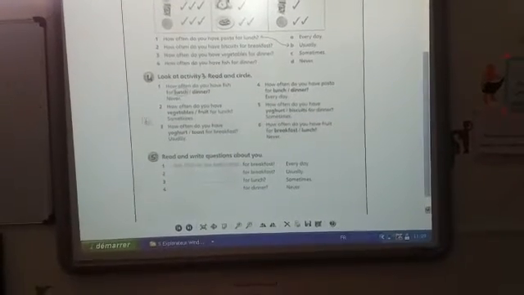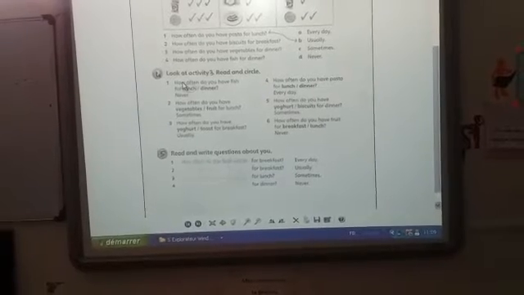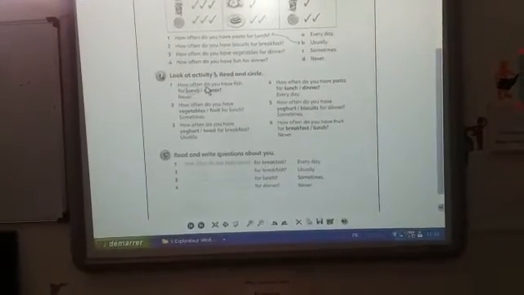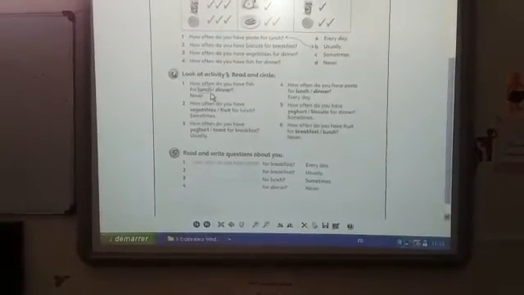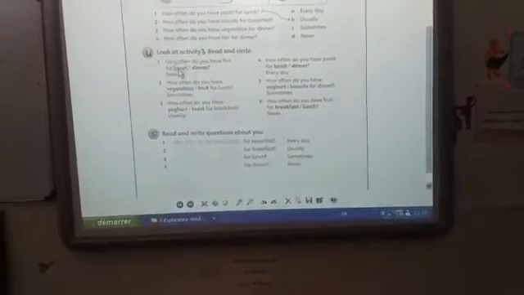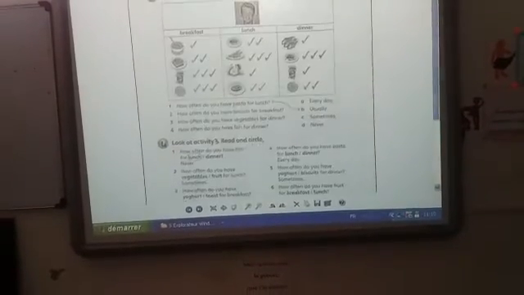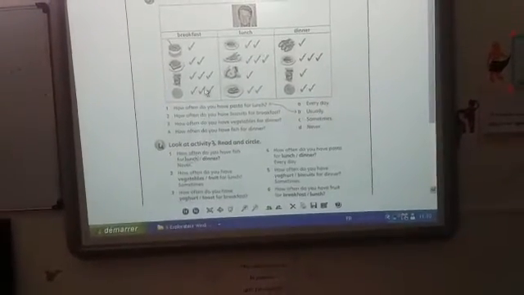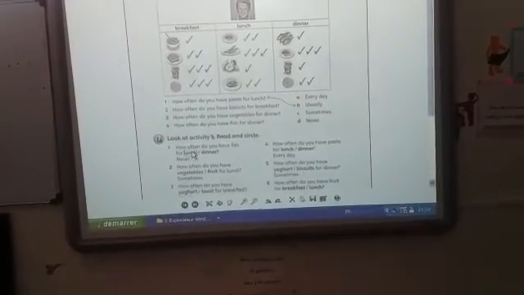Exercise 4 is related to activity 3. It means I have to look again at the table that we have in activity 3. Look at activity 3, read and circle. So what are we going to circle? We're going to circle either lunch or dinner on the first one. As an example, how often do you have fish for lunch? It's never. So if we return to lunch here, he said that he never has it.